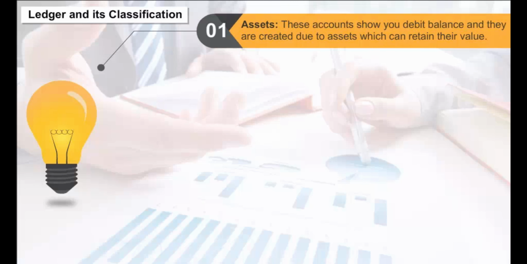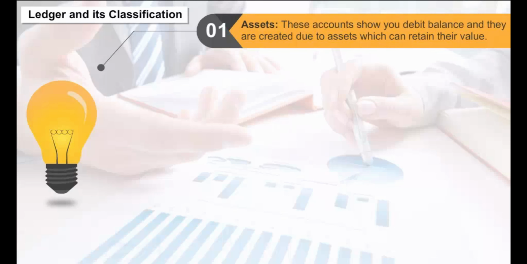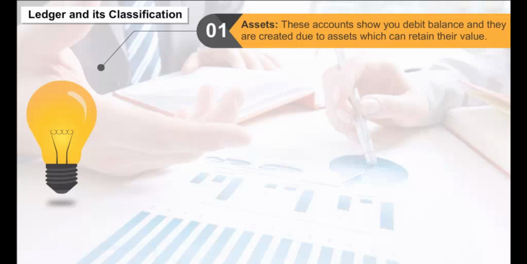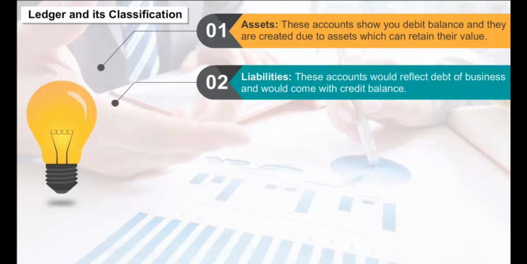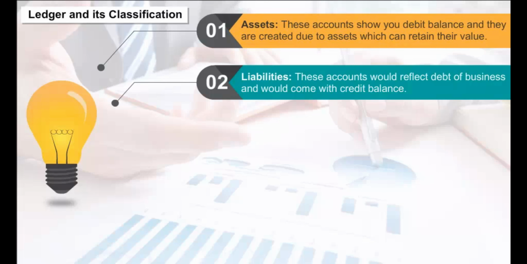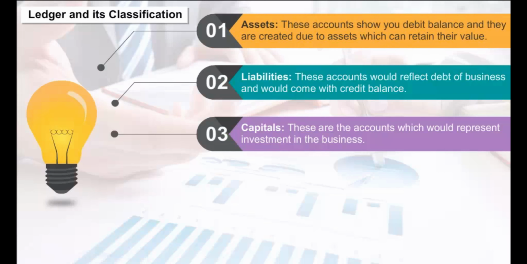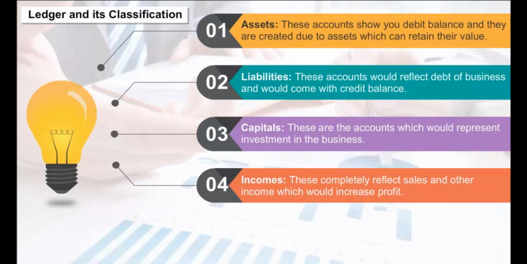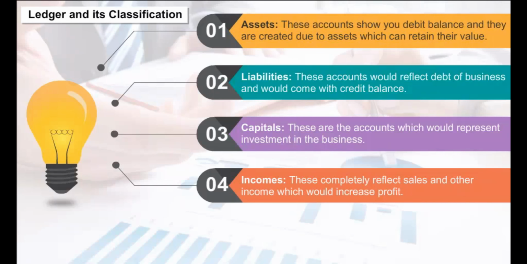Assets. These accounts show a debit balance, and they are created due to assets which can retain their value. 2. Liabilities. These accounts reflect the debt of the business and come with a credit balance. 3. Capitals. These are the accounts which represent investment in the business. 4. Incomes. These reflect sales and other income which would increase profit.